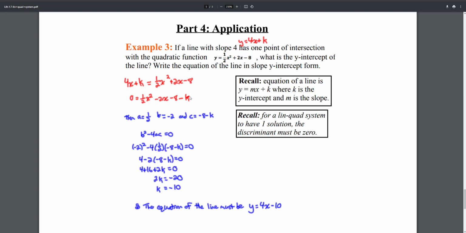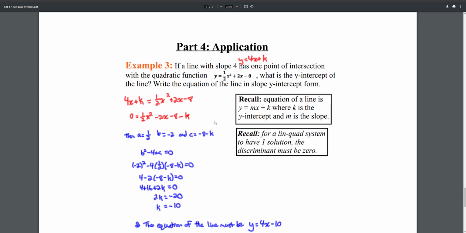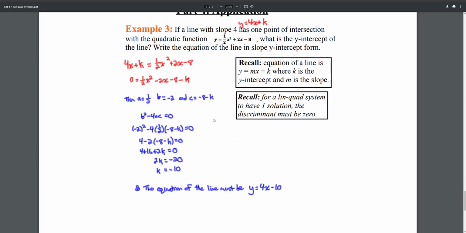So they use k. Yeah, I guess they didn't want to use b because we use b for the quadratic formula, so they use k. It doesn't really matter what you use, but basically you're just solving, and we got it right. And that is the answer.